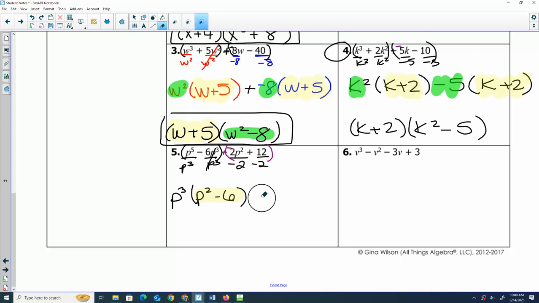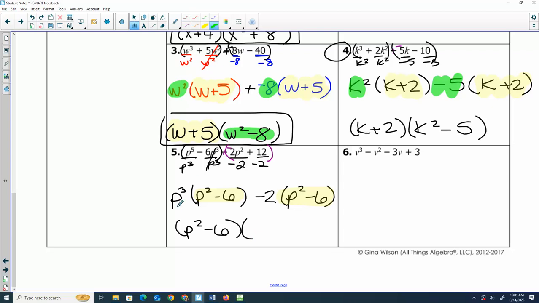So if I do that, we have negative 2, and that would be p squared minus 6. Now they both have p squared minus 6. So we write that once, and then we put what's left. P to the third minus 2. Alright, so if your signs don't match up, try taking out a negative.